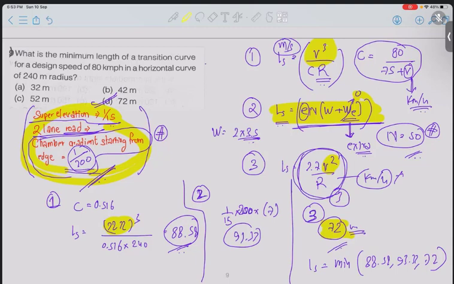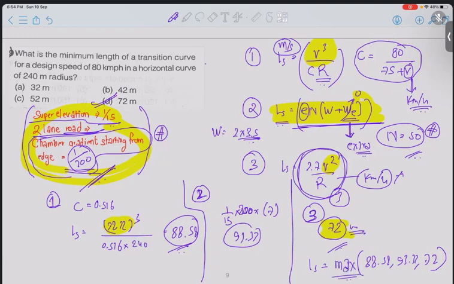Sir, actually, you have mentioned there LS is minimum of these three values, but I think it should be maximum of three. I think this is a writing mistake. No, actually it is minimum only. No, it should be maximum of the three values that we can take as a minimum length for the transition curve. Okay, it should be maximum of the three values.